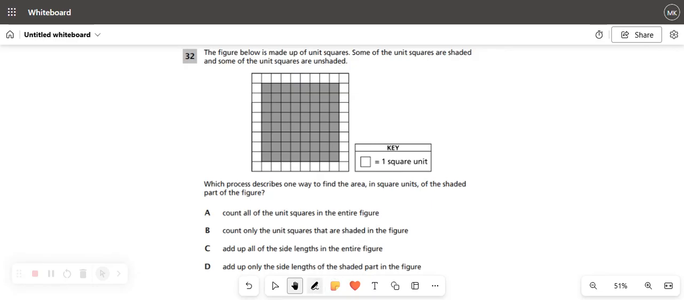So we can already tell that C and D are wrong, because C and D talk about perimeter, since you're counting up the side lengths. And counting up all of the unit squares in the entire figure, we have to find the shaded part of the figure. So counting all the unit squares in the entire figure would just give us the area of the entire figure and not the shaded part. And then we're left with B, which is to count only the unit squares that are shaded in the figure, which is correct. So B is the correct answer for this problem.